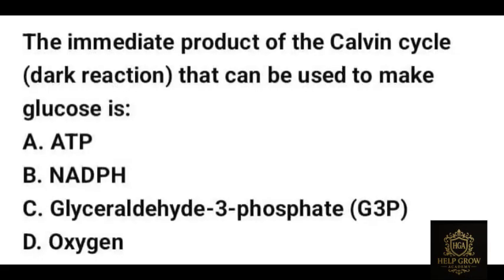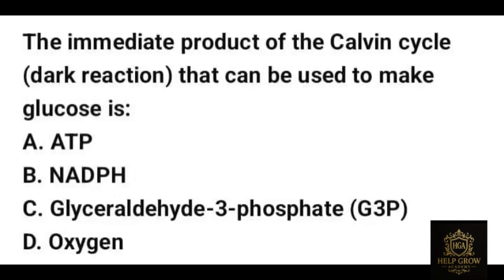Question 3 says, the immediate product of the Calvin cycle, that is the dark reaction, that can be used to make glucose is dash. A, ATP. B, NADPH. C, glyceraldehyde 3-phosphate, which is G3P. And D, oxygen. The correct option there is option C, G3P.